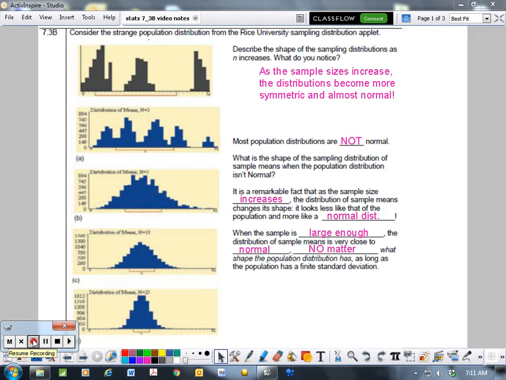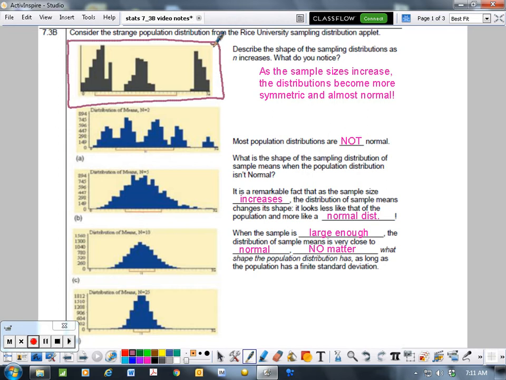Okay, now that we've talked about the sampling distribution of sample means, we're going to talk about the normal condition. If our original population distribution is normal, our sampling distribution will also be normal. But what if our original population distribution is not normal? In fact, most population distributions are not normal. So what we have here is a really strange population distribution from Rice University. And so that's the original population distribution.